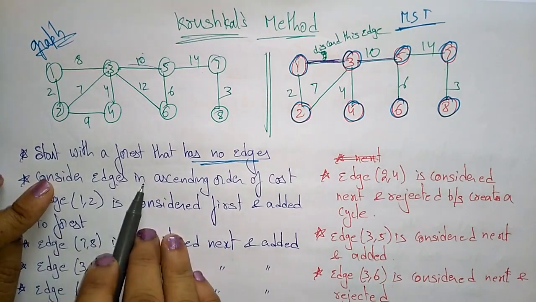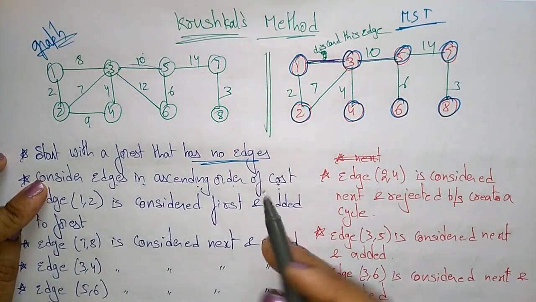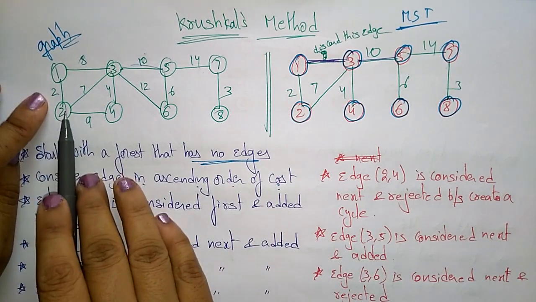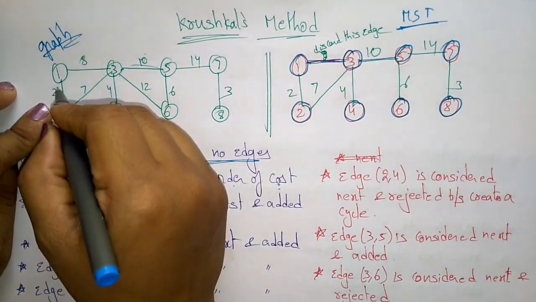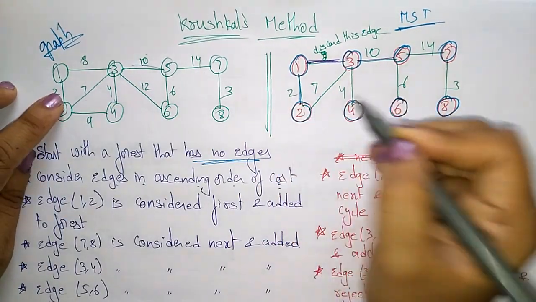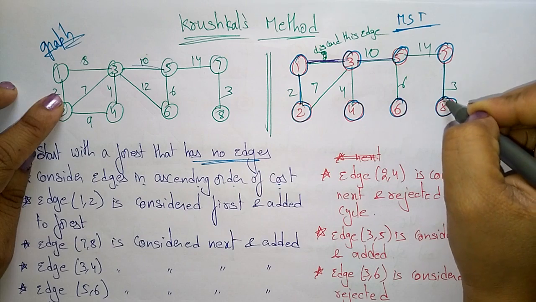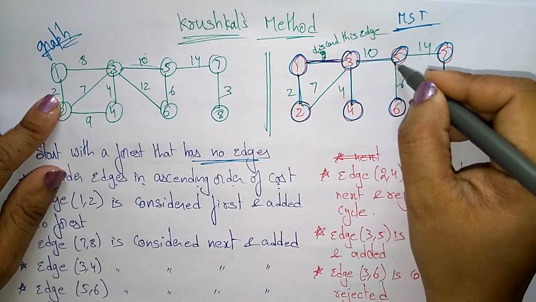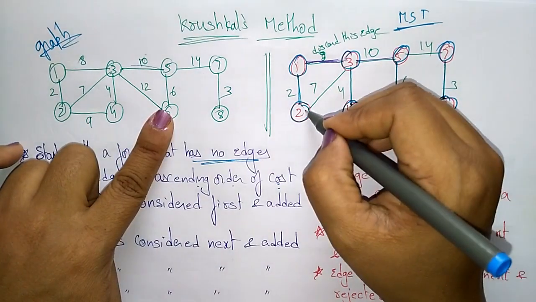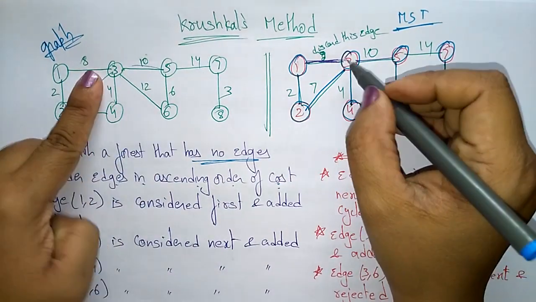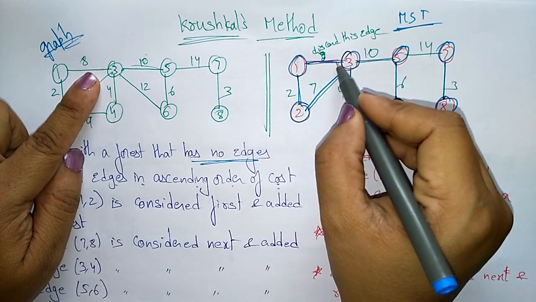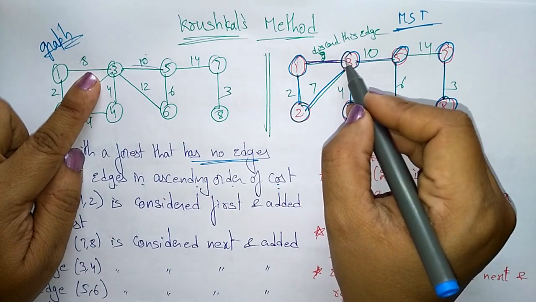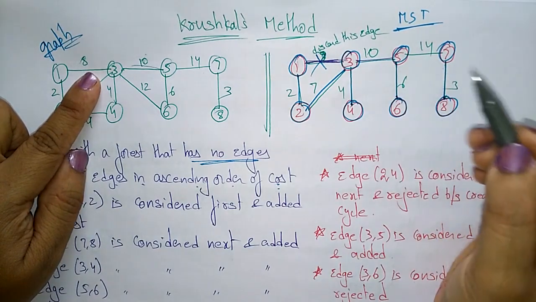Next, consider edges in ascending order of cost. So you have to consider the edges in ascending order. This is 2, next 2, after 3, 3, after 4, 4, after 5 is not there, so 6 is there, 6, after 7, 7, after 8. Don't consider 8, because if you draw it, it becomes a cycle. So just discard this 8.